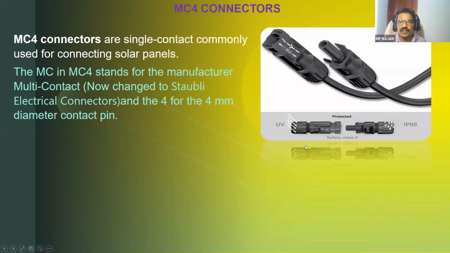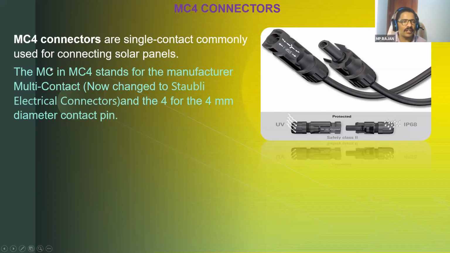This is a very special type of connector called the MC4 connector. You can see the MC4 connector only in solar power systems. It is a single contact connector. Single contact means one joint for the one positive wire. There is no multi. But it is called MC4 connector. Here MC means multi contact, the name of the manufacturer. So please don't get confused. It is a solar single contact only.